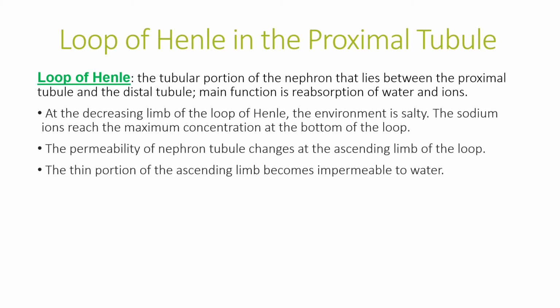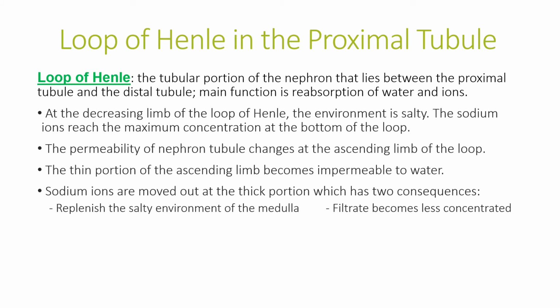The thin portion of the ascending tubule is now impermeable to water and slightly permeable to solutes. Sodium ions diffuse from the filtrate along their concentration gradient and pass into nearby blood vessels. At the thick-walled portion of the ascending limb of the loop of Henle, sodium ions are moved out of the filtrate by active transport. This transport of sodium out of the filtrate has two consequences.